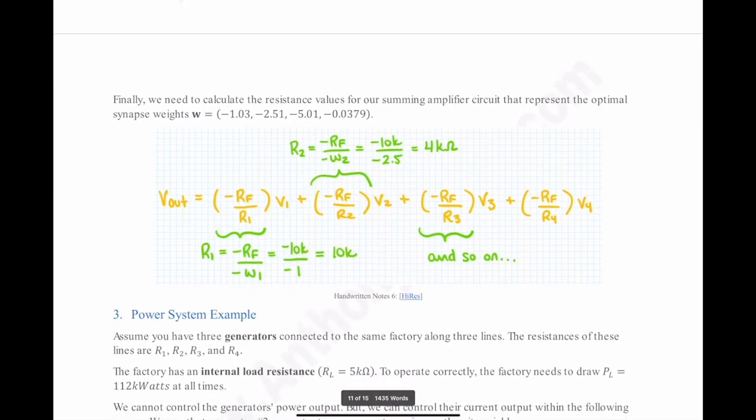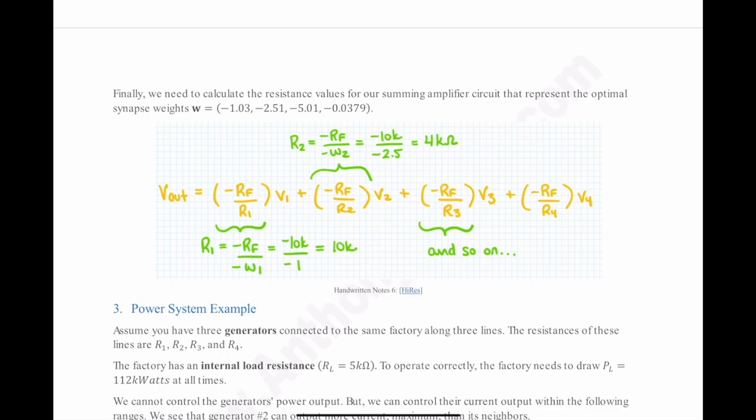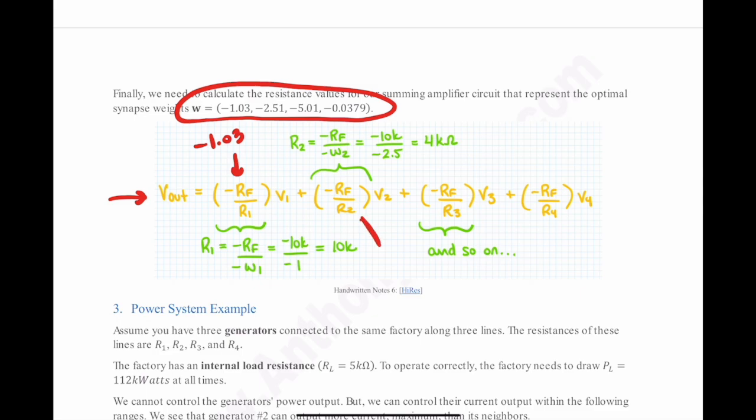Then we can calculate the resistance values for our summing amplifier circuit that represent the optimal synapse weights. MATLAB told us that these are the optimal synapse weights. We have our existing transfer function from up above, and we can plug in and determine values of RF and R1 that generate those values. For example, this ratio here needs to be negative 1.03. This ratio right here needs to be negative 2.51. This needs to be negative 5.01, and so on. You can see I've shown some of these calculations.